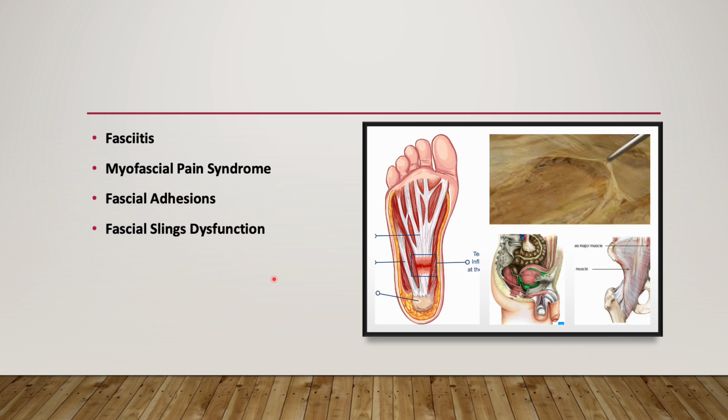And so we also have fascial sling dysfunction. Again, we talk about different structures in the body being covered with the fascia, and if the fascia is not moving freely and is not doing its function as it should, it causes dysfunction of that structure.